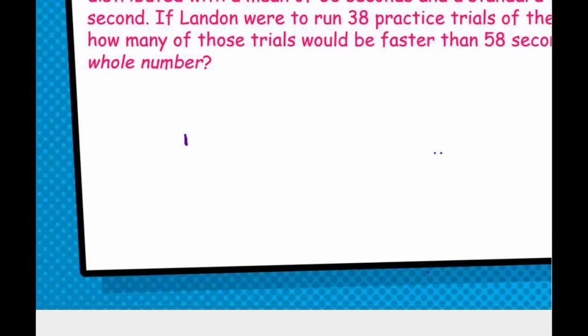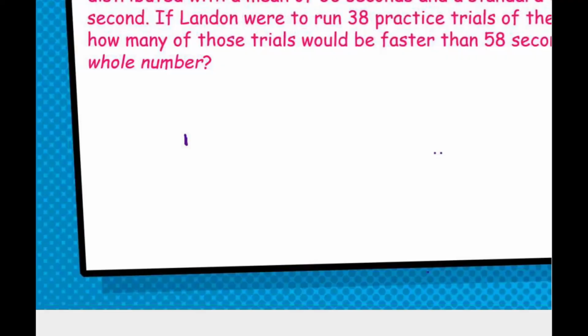Okay, a couple more. We're going to look at these to predict the number of outcomes based on a proportion. We're told that Landon runs the 400-meter dash. His finishing times are normally distributed with a mean of 60 seconds and a standard deviation of 1 second. If Landon were to run 38 practice trials of the 400-meter dash, how many of those trials would be faster than 58 seconds? We want to round to the nearest whole number.